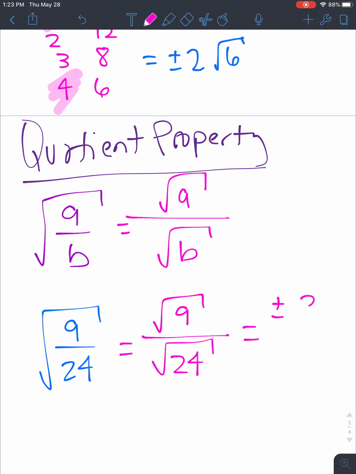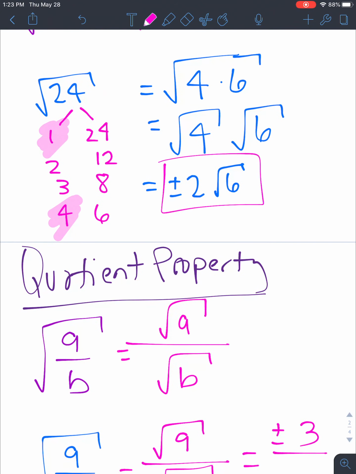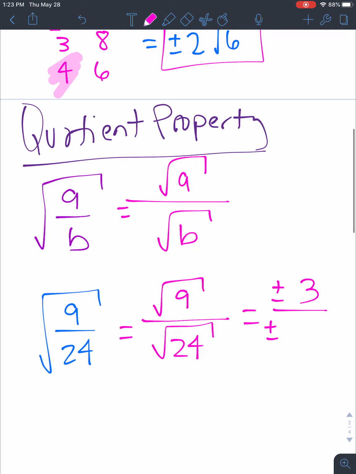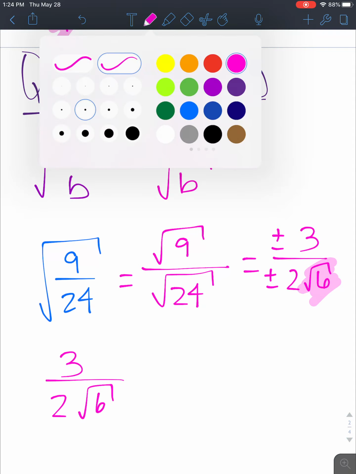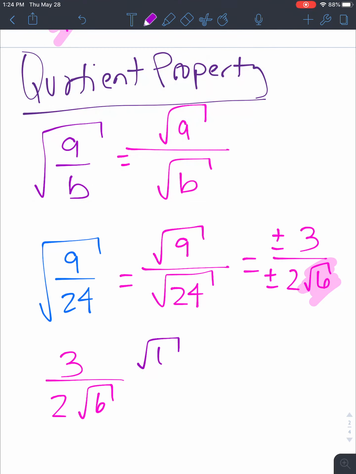And we know that the square root of 9 is just plus and minus 3, and the square root of 24 is, from our previous example, plus and minus 2 square roots of 6. All right? Now with this, there's something that we're going to have to do because we have a square root of 6 on the bottom. So if we have 3 over 2 square roots of 6, we have to rationalize the denominator. That means we're going to multiply the top by the square root of 6, and we're going to multiply the bottom by the square root of 6.